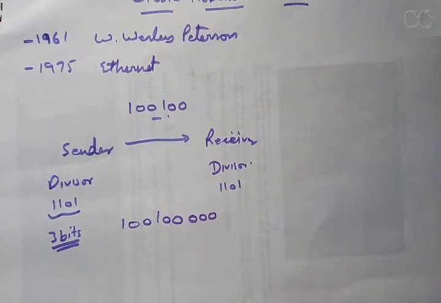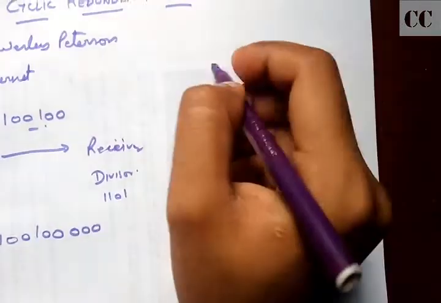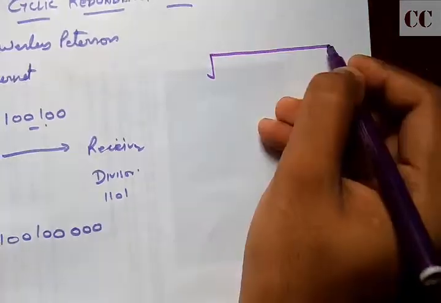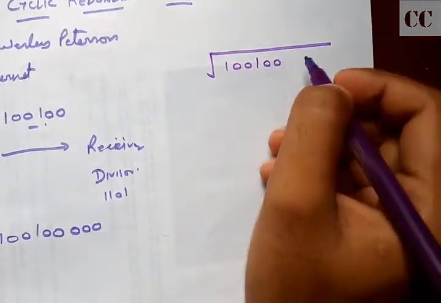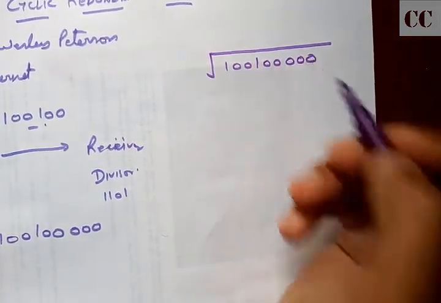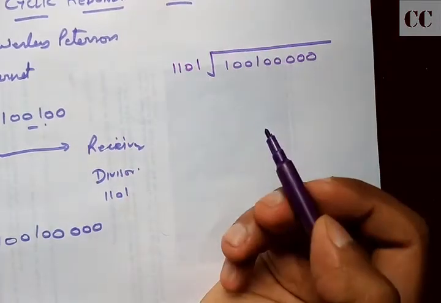Now we'll be dividing it. For instance, let us say this is the data, 100100. This is the manipulated data, and here the divisor used is 1101.